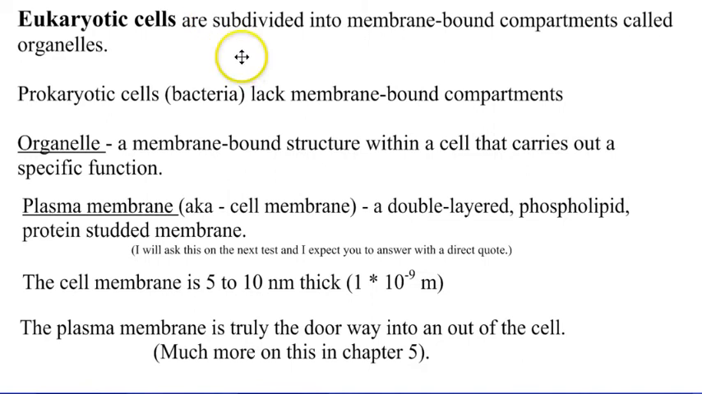All right, first of all, there's two major types of cells that we're going to see. The first type are called eukaryotic cells. These are the guys that you have. These have compartments that are membrane bound that are called organelles that actually carry out specific functions.